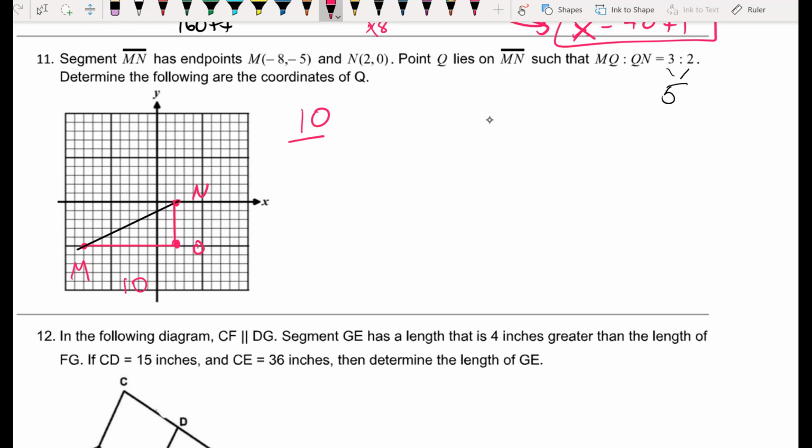To segment something that is 10 units long into 5 equal parts, each part should be 2 units long. So every 2 boxes, I'm going to make a tick mark. 1, 2, 1, 2, 1, 2, 1, 2. And if it's a 3:2 ratio, I go to my third one in. That would give me 3 equal parts, and 2 equal parts on the other side. I can go straight up, and there's point Q right there. So if I count where Q is, that's 2 to the left and 2 down at -2, 2.